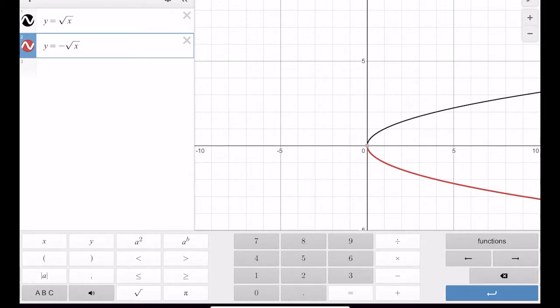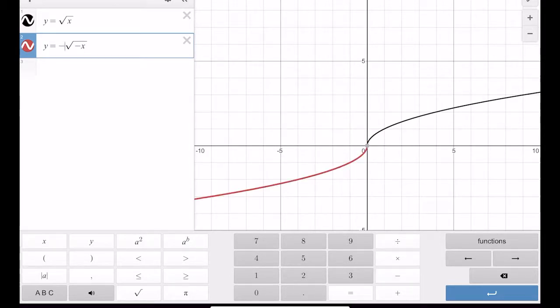Now, if I was to take the negative and put it on the inside, now you can see that the graph flips or reflects over the y-axis because now you're multiplying the x's by a negative. And then what happens when I put a negative on the outside and keep the negative on the inside? What do you think will happen?